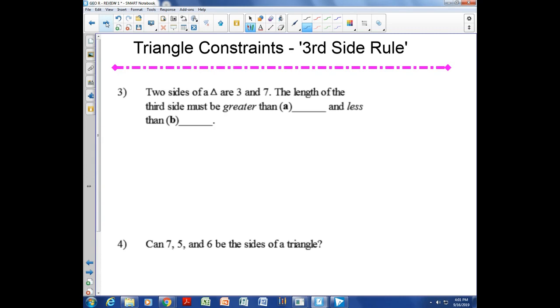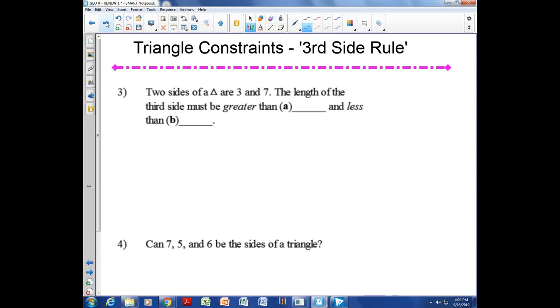Questions 3, 4, and 5 have to do with triangle constraints, or the third side rule. Question 3 here actually puts the third side rule forward by saying 2 sides of a triangle are 3 and 7. The length of the third side must be greater than blank and less than blank.